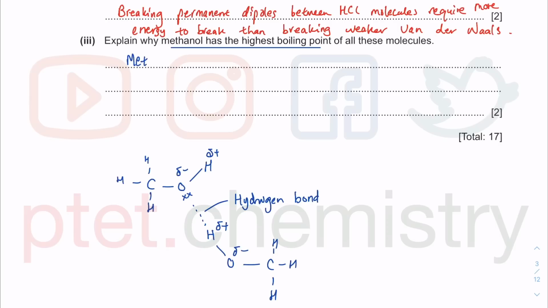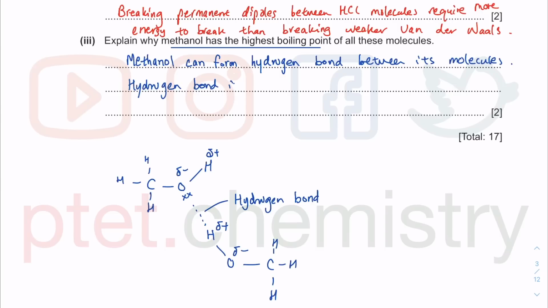So methanol must have permanent dipole, but methanol must have a very strong form of permanent dipole. Methanol can form hydrogen bonds between its molecules, but that is a statement that is not explaining yet. So we need to make a qualifying statement. Hydrogen bond is much stronger than just a normal permanent dipole, and also van der Waals forces.